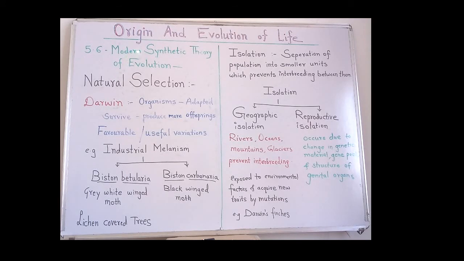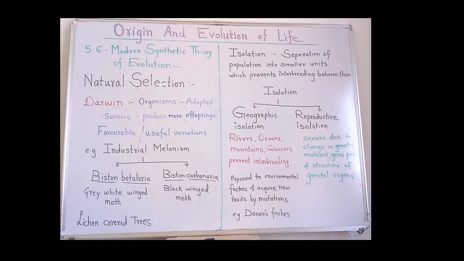Continue with the modern synthetic theory of evolution from the lesson Origin and Evolution of Life. Today we'll study natural selection. The theory of evolution was developed by Charles Darwin and published in his book Origin of Species. Darwin explained that natural selection is a process behind evolution, or natural selection is the main driving force behind evolution.